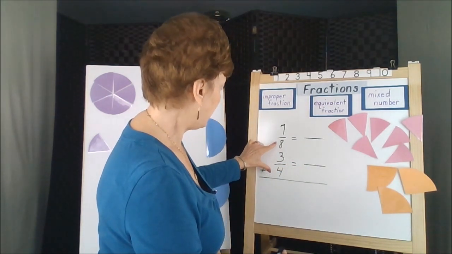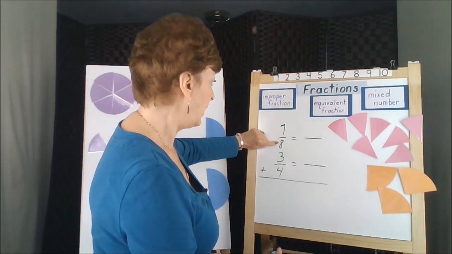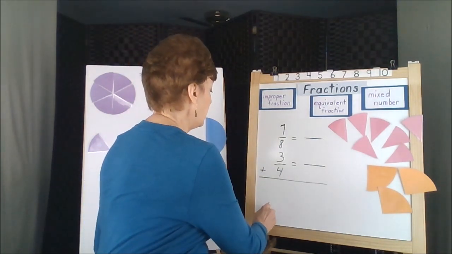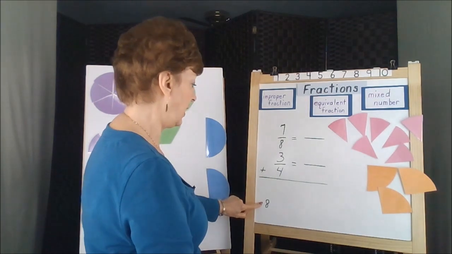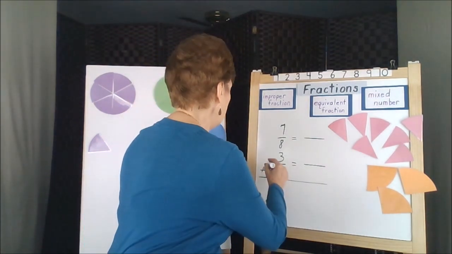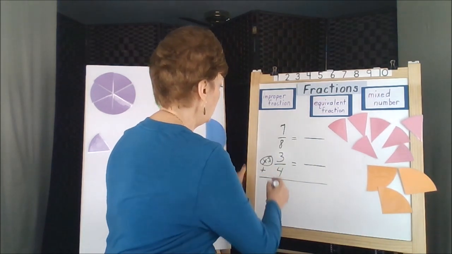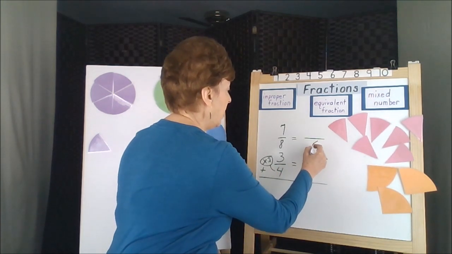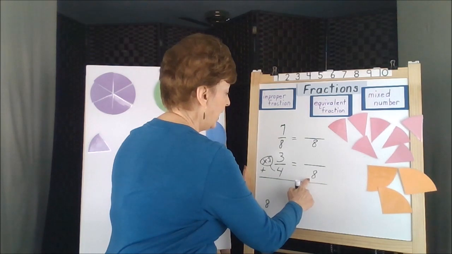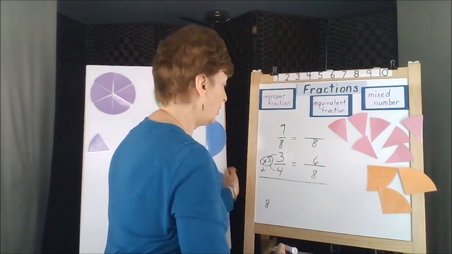What's in common with eighths and fourths? Well, let's take the bigger number, 8. Is there something we can do to 4 to make it 8? Is there something we can multiply by 4 to get an 8? Yes, you can multiply times 2. So if we multiply this fraction by 2, we will get our common denominators of 8. 2 times 4 is 8, so 2 times 3 is 6, and that's the equivalent fraction.